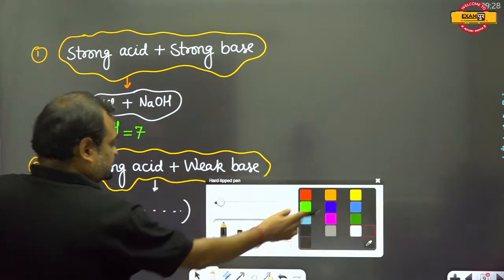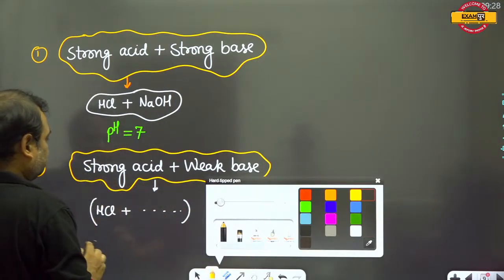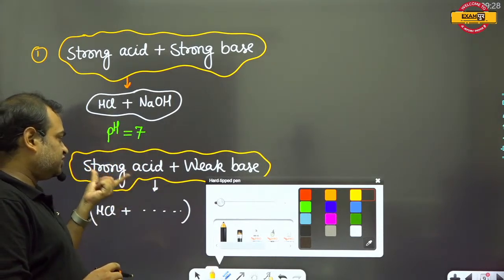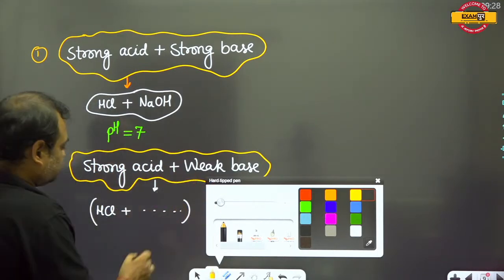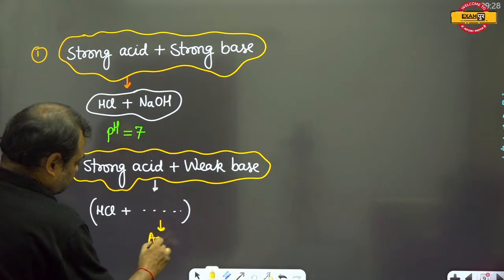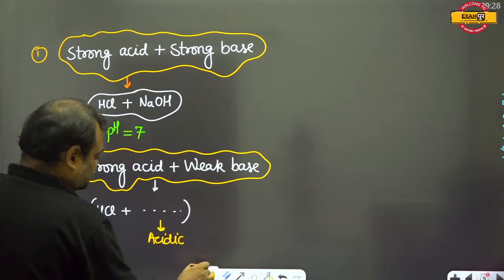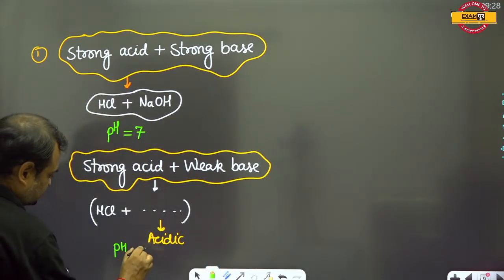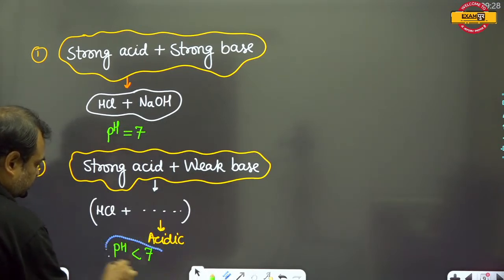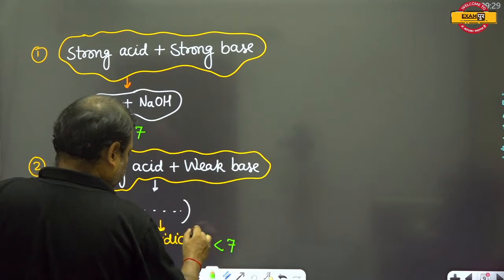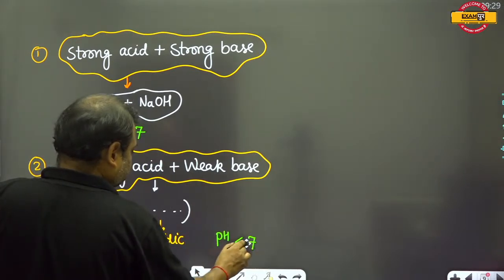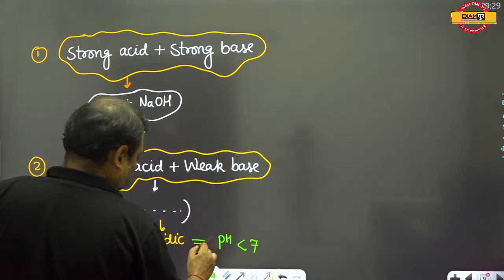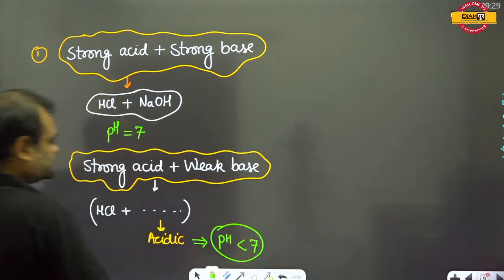The pH value for this solution will be acidic. The solution having strong acid and weak base will have an acidic nature, and that's why the pH value will be less than 7. Always remember, the pH value will be less than 7.